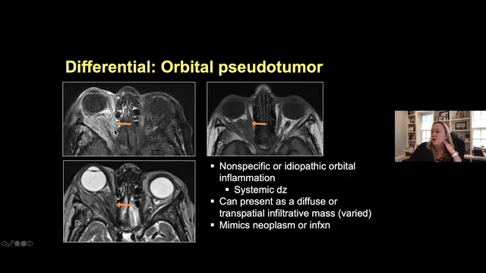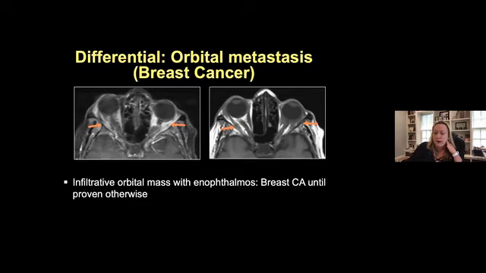So this is orbital pseudotumor again, this enhancing transspatial infiltrative mass confirmed on the T1 weighted pre-contrast images, with abnormal soft tissue in the intraconal orbit as well as involving the extraocular muscles, and relatively low on T2 weighted images. And then finally, also in your differential of an infiltrative orbital mass is orbital metastasis. It's not super common to be transspatial like this, but it can happen, especially in the setting of breast cancer.